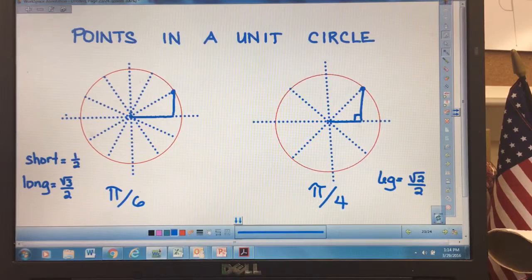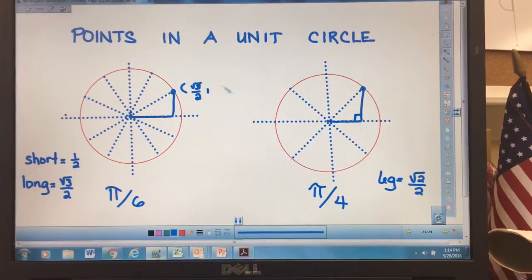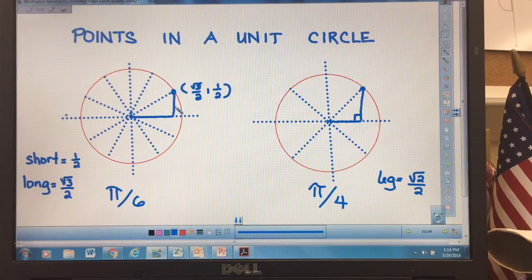So as you go through the circle, you can now assign points. For the first pi over 6 right here, the X will be the horizontal, which is the longer leg. That's the square root of 3 over 2. The Y is the shorter leg, which is the 1/2. They're both positive because you're in the positive X and the positive Y quadrant.